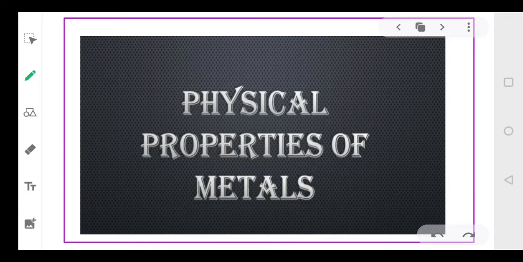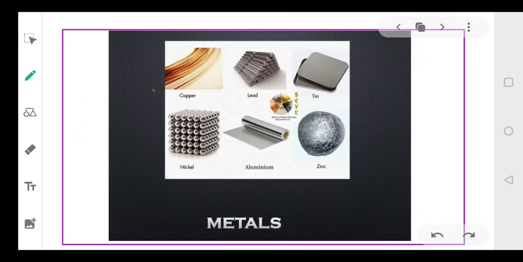Now let's discuss in detail the physical properties of metals. Physical properties means the properties that we can observe, we can see. Okay. In your previous classes also you have studied regarding the physical properties of metals. So again we'll be taking them.